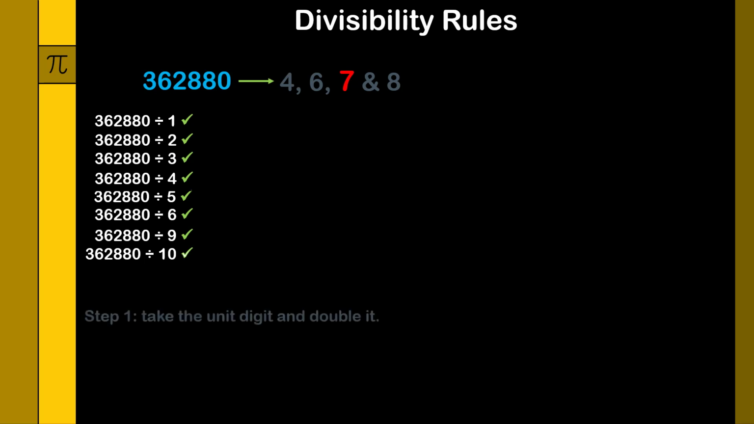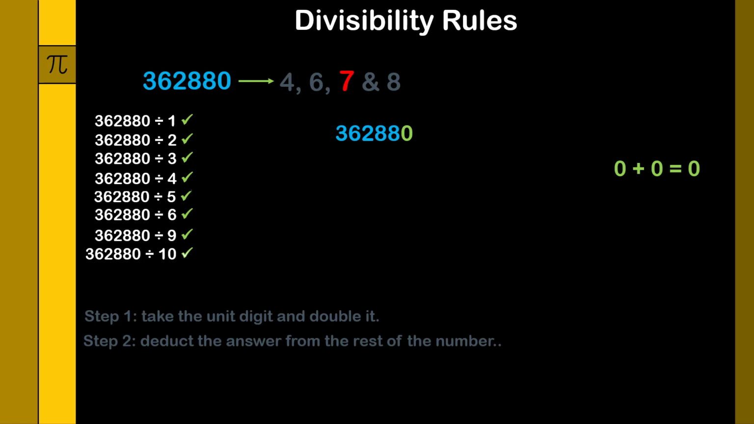Step 1. Take the unit digit and double it. In this case, the unit digit is 0. Double of 0 will be 0. Step 2. Deduct the answer from the rest of the number. The answer I got was 0, so I deduct 0 from 36288. 36288 minus 0 will be 36288.